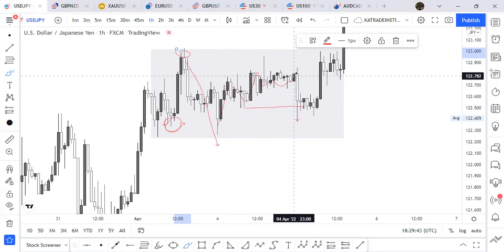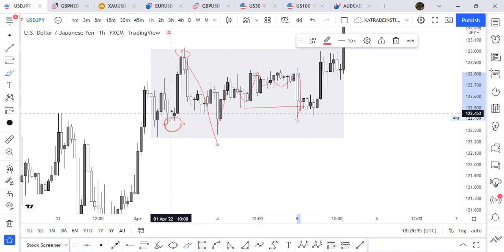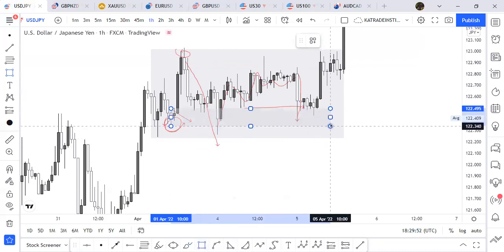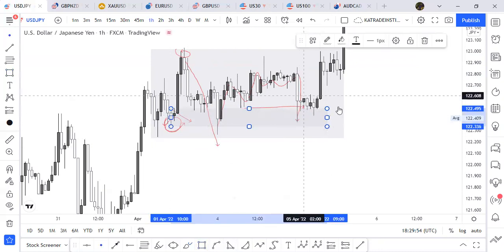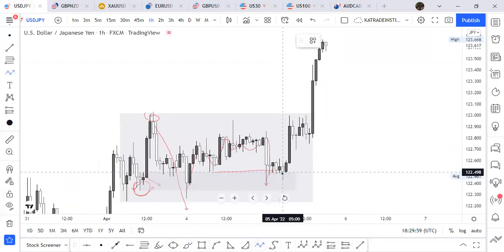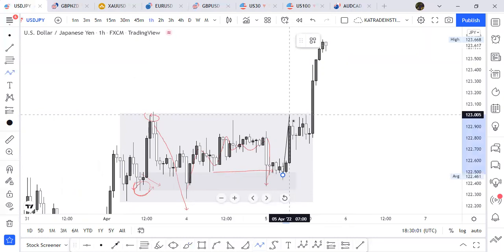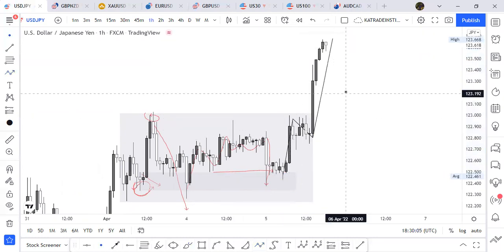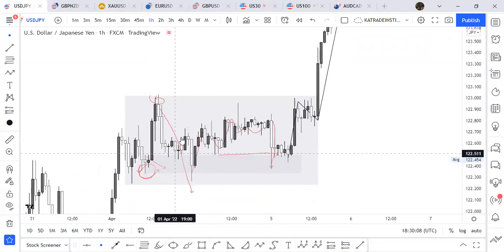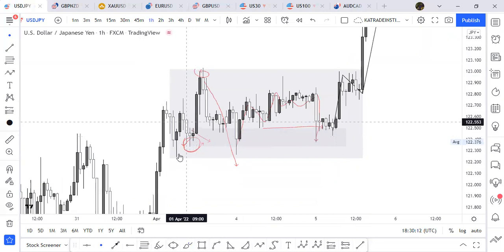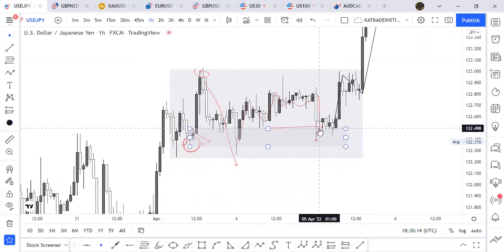So if you see here, after the breakout price kissed our point of interest here. This is our point of interest. After price came back to that point of interest zone, we got a massive move to the upside, and then it gave us a low, and then continuation to the upside. So remember, try to be able to identify the true high and then the true low.